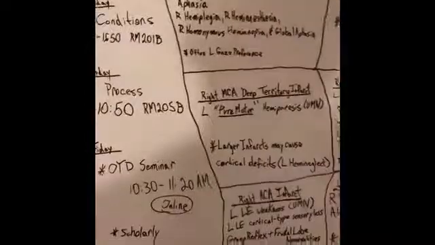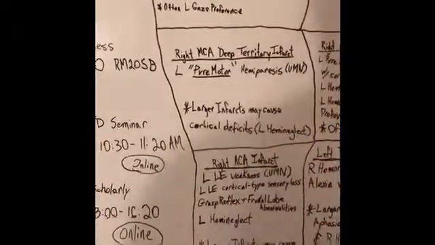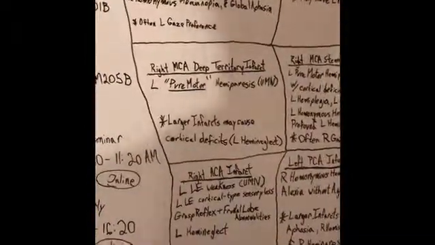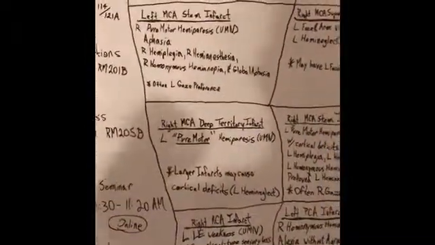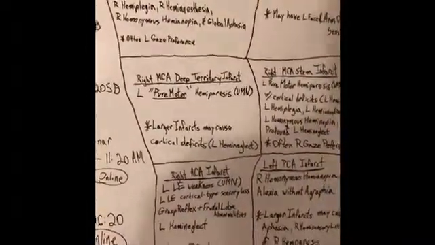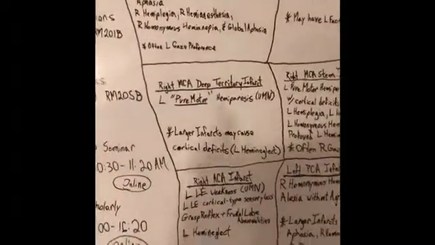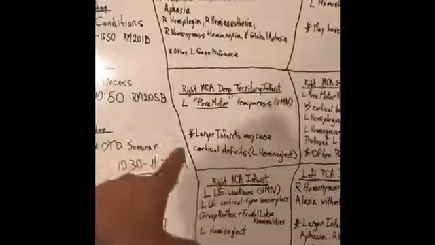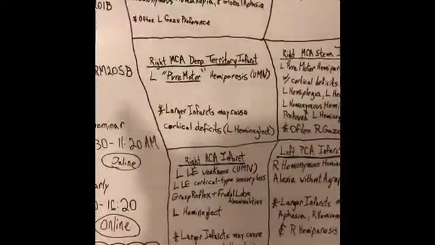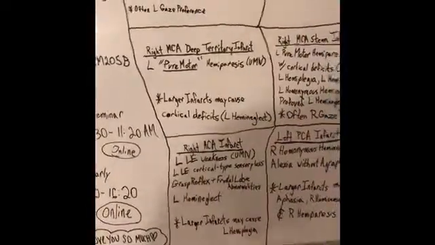All right, moving over to right MCA deep territory infarct. Going back to that internal capsule, but this time on the right side. With the deep territory, whether it's left or right side, you're going to see a pure motor hemiparesis of the upper motor neuron type. However, because it's the right side, now you're going to see that pure motor hemiparesis on the left side. Also, the larger infarcts may cause cortical deficits like left hemineglect. So the biggest indicator is going to be the pure motor hemiparesis.